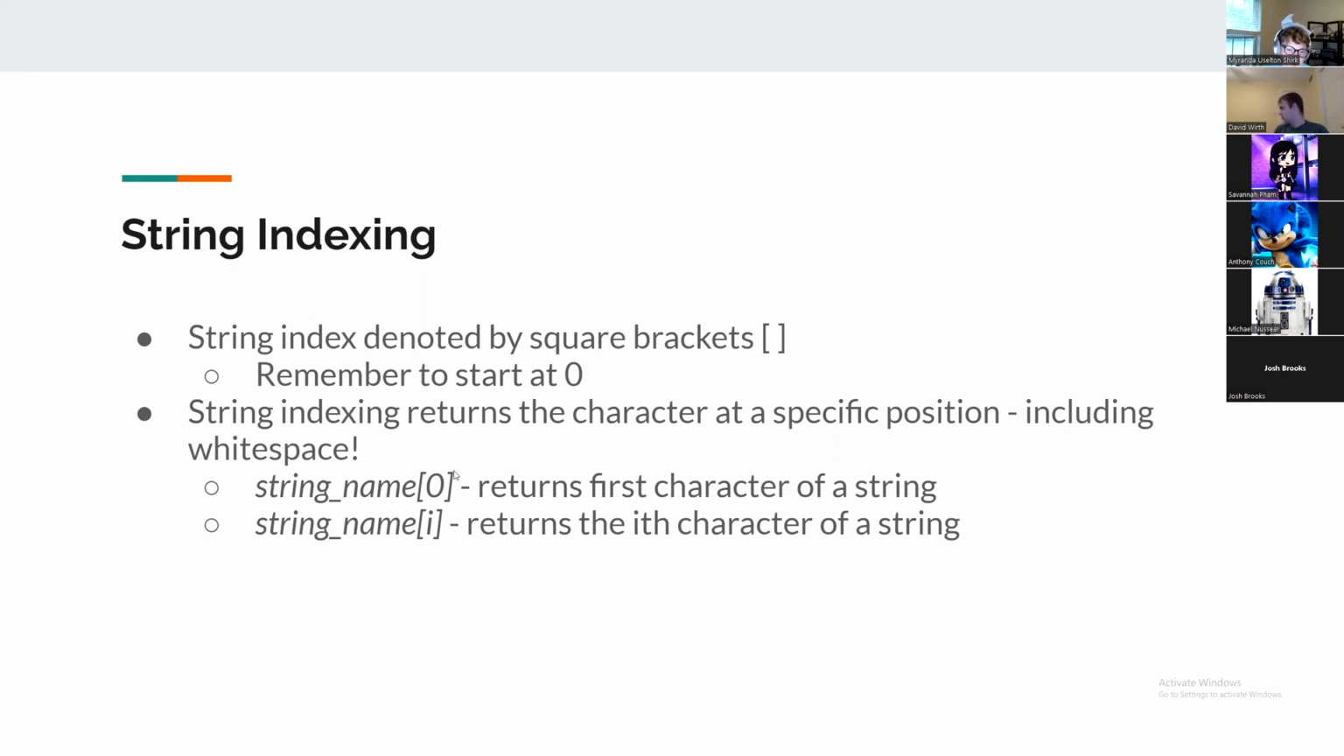So if you have the name of your string and then in brackets 0, that will return the first character. And then string name and then in brackets i just returns what I'm calling the ith character. This is just like a number. No, this can't be a letter right here. It has to be a number. So I'm using i here just as a placeholder for any number that is within the length of the string.